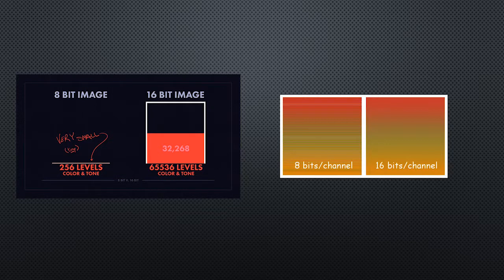Okay, so that's where the 8-bit part comes from. It's like there's only 255. When you get into 16-bit, then you have 65,000 levels. Okay, so that gives you tons more gradation.